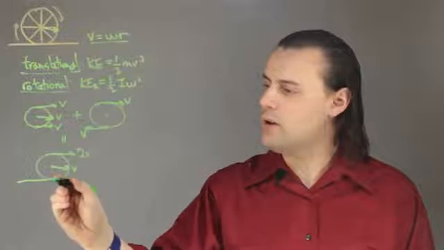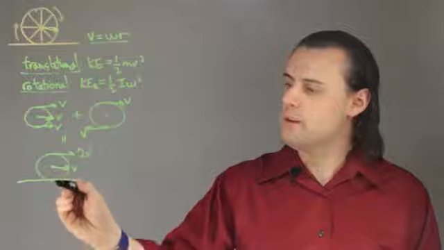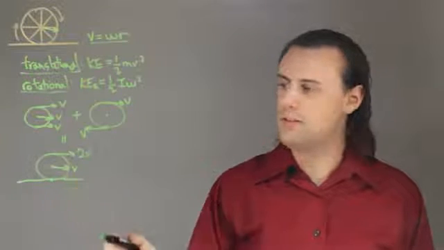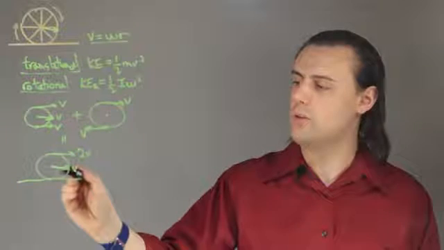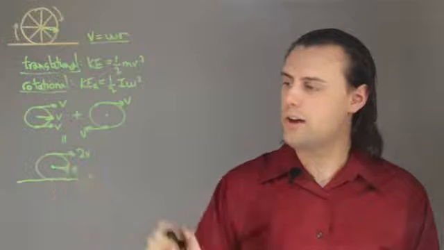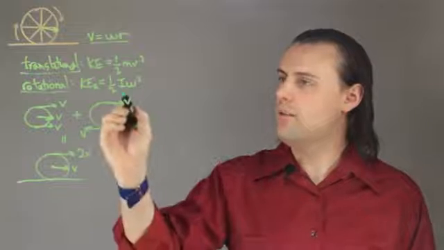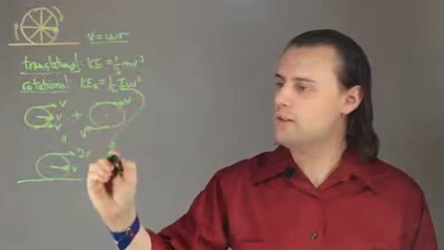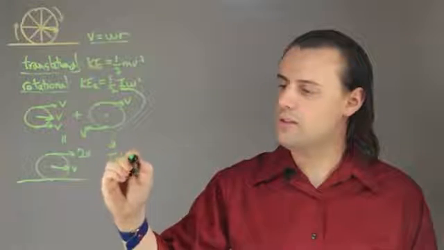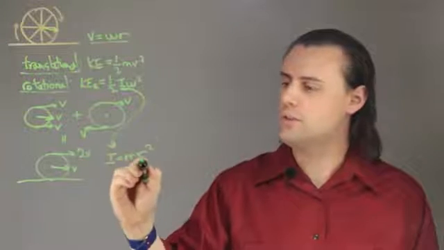So, when the wheel is rolling without slipping, the bottom part of the wheel actually isn't moving, and the top part of the wheel is moving at twice the velocity as the center of mass of the wheel. Finally, this inertia for the rotational motion is given as the mass of the wheel times the radius squared.